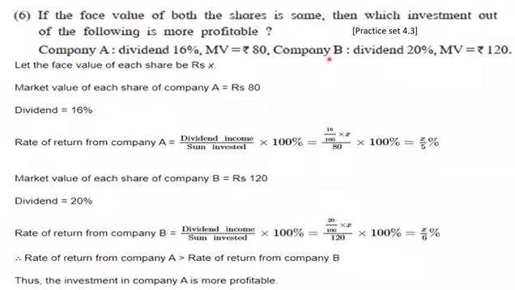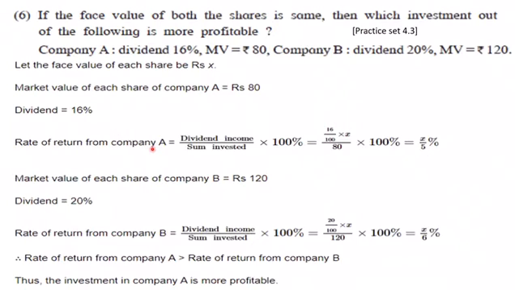Rupees 80. Company B, dividend is 20% and market value is rupees 120. So how to calculate? You have to compare company A and company B. Face value of each share be rupees X. Face value same. Market value of each share of company A is rupees 80 and dividend is 16%.